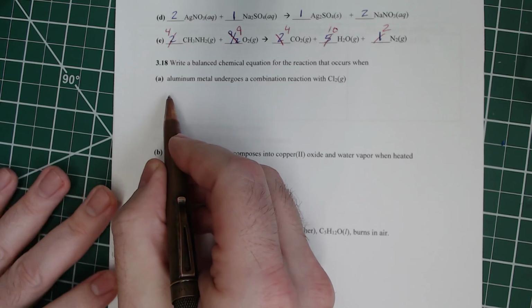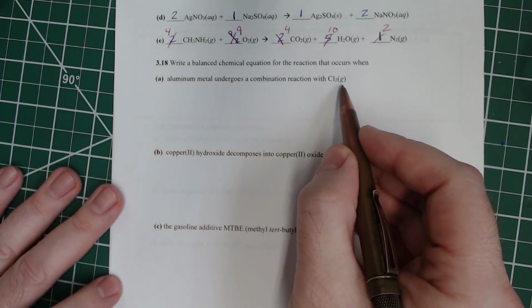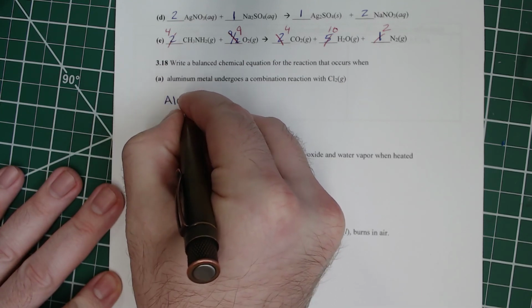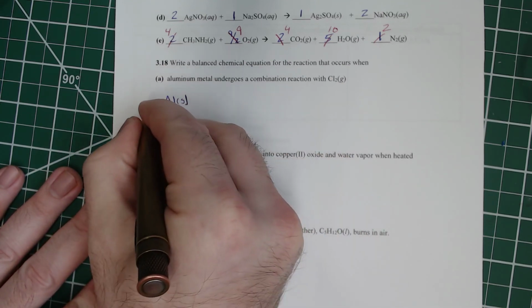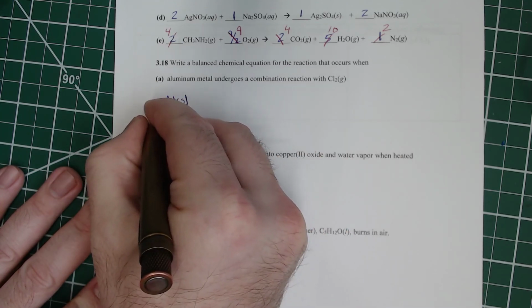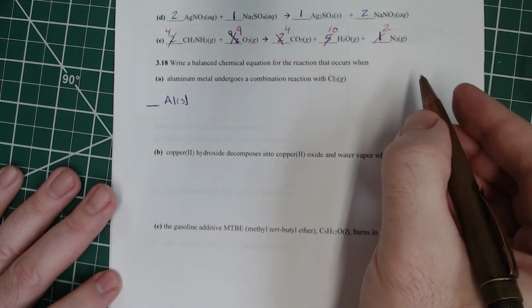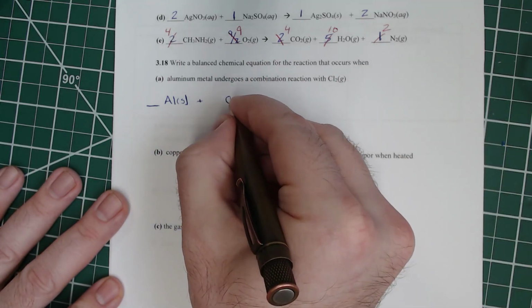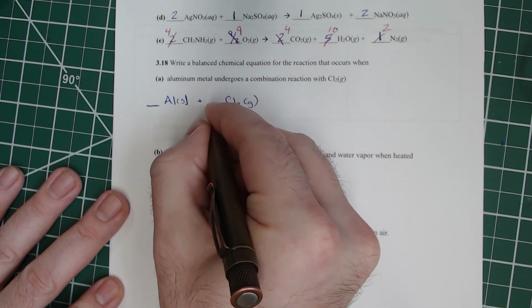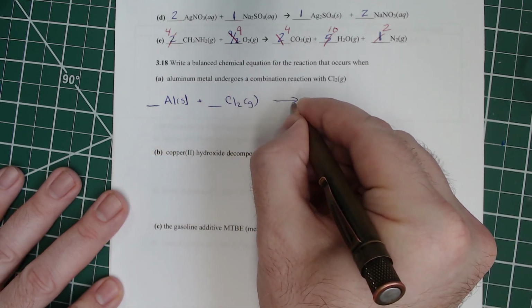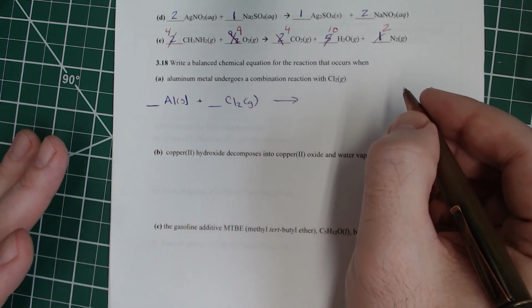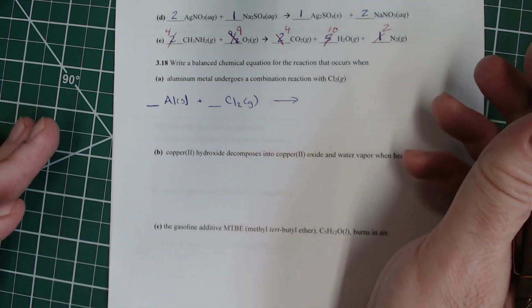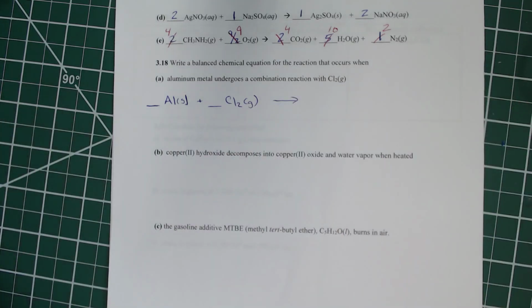And here in our in-class assignment, we'll start with this one. Aluminum metal undergoes a combination reaction with Cl2. Well, of course, aluminum metal is Al solid. I'll put that in parentheses there. And I am going to put a little space out front, like I did on these previous ones, so that we can balance them. And then chlorine is Cl2 gas. This is one of those examples where it's really important to come up with the correct chemical formula. So when we have a combination between aluminum and chlorine, we're going to make aluminum chloride.